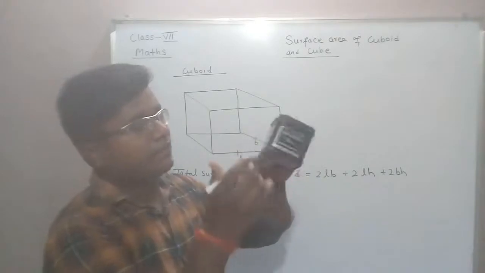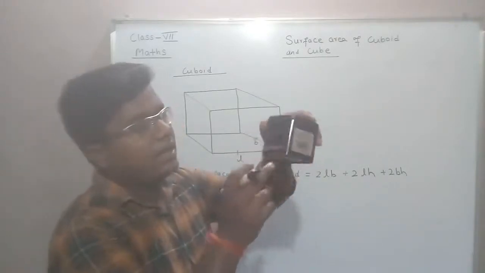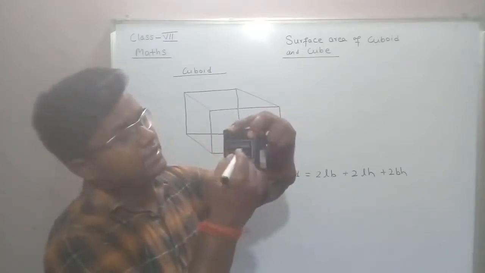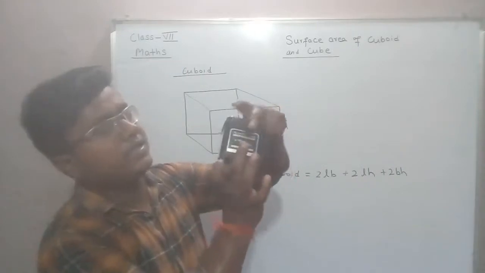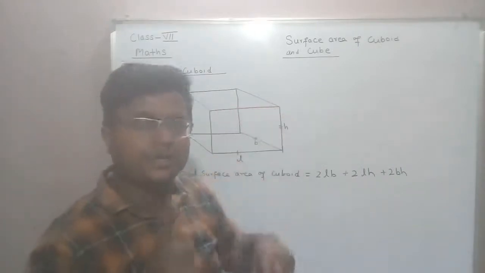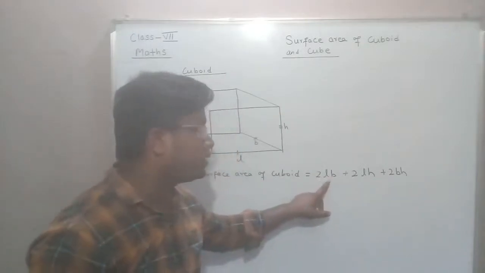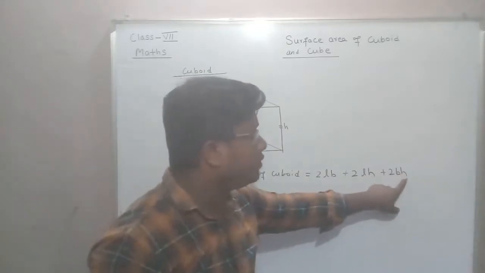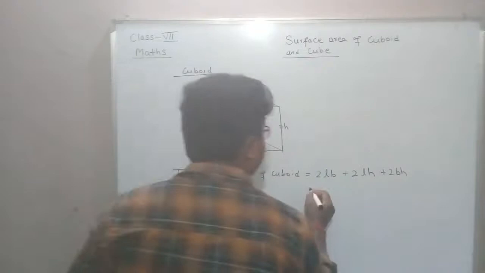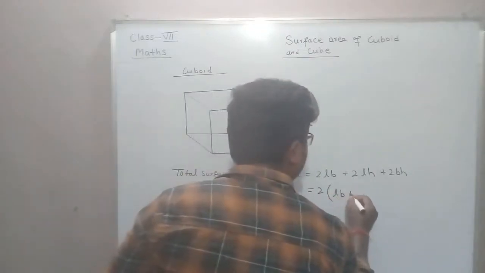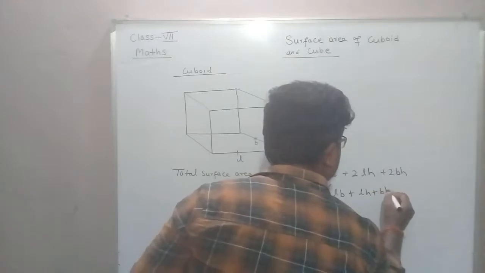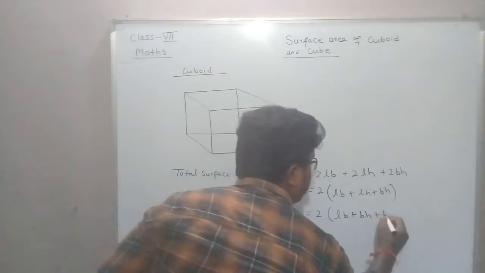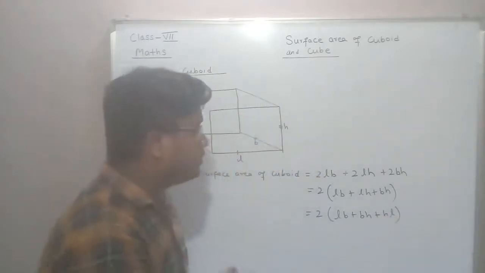This is your length, this is your breadth, and this is your height. So breadth into height is the area for this surface, and these two surfaces have the same area. So 2BH. That is why we have used 2, because there are two surfaces whose area is L into B, two surfaces whose area is L into H, and two surfaces whose area is B into H. If you take 2 common, LB plus LH plus BH. If you arrange it, you will get 2(LB plus BH plus HL). Just arrange it and it will be easier to understand.